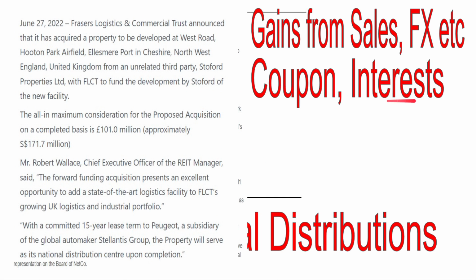You also have interest income for the REIT. So for example, in this case, this REIT called the FLCT has done a forward purchase of an asset. So this asset will be under development, and this REIT has forward funded this development. So for the period of the development, which will come out to be a couple of years, the REIT will again receive interest payment on the capital that they use to forward fund the development initially. So this interest payment is again not operational income, right? But yet the REIT is able to distribute out the interest payment as a capital distribution.